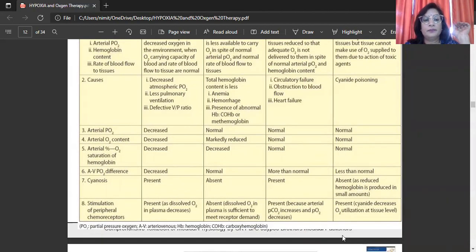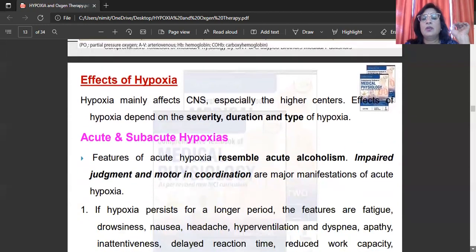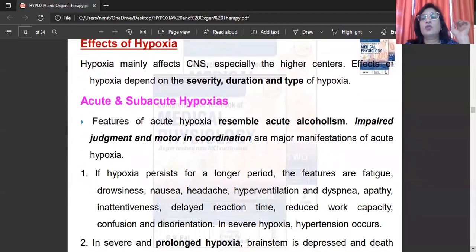And further, stimulation of the peripheral chemoreceptors will be seen in the hypoxic type, absent in the anemic type, present in stagnant, and here also again present in histotoxic. So these points you have to remember, and as an assignment you make this table and show me in the next class.